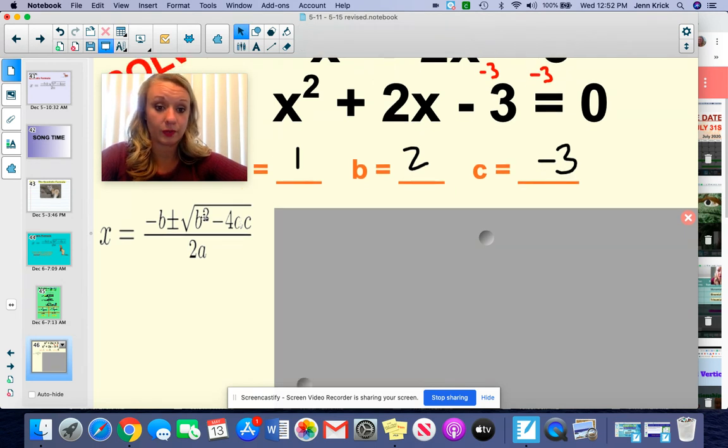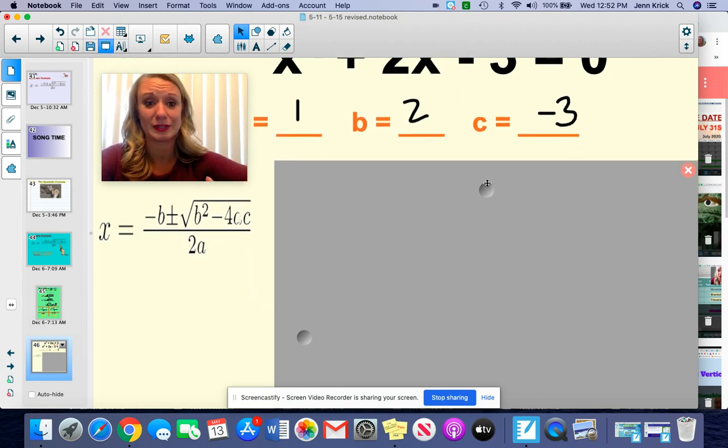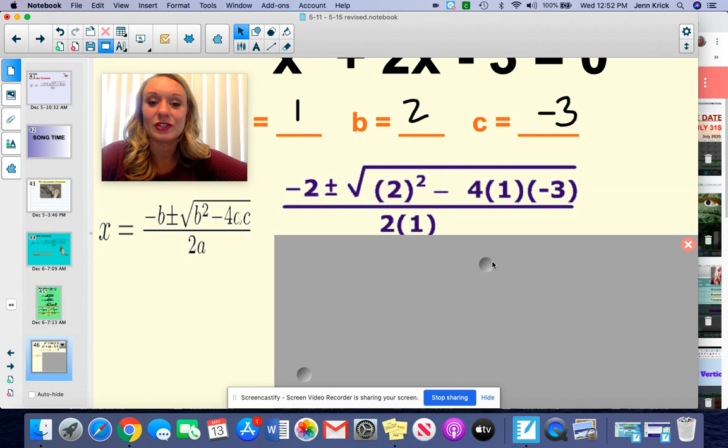Then write out your formula, x equals -b plus or minus the square root of b squared minus 4ac, all over 2a. I know I don't need to say it out loud to you every time, but the more you hear it, the more you'll remember it. I also just love it. Okay, so here's what it looks like.